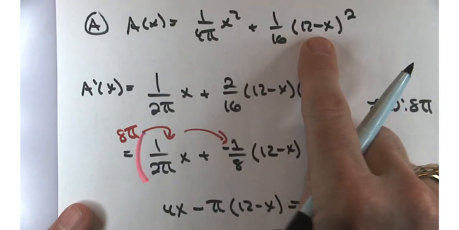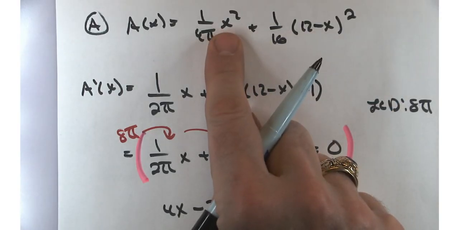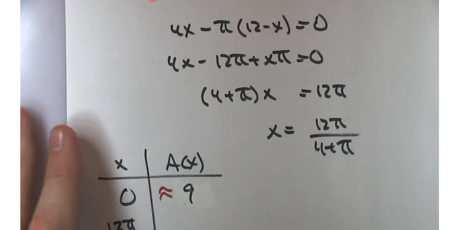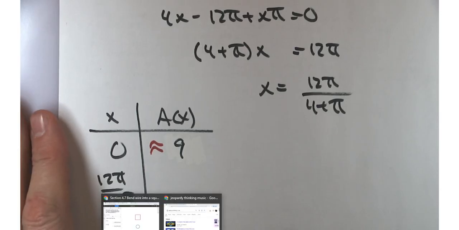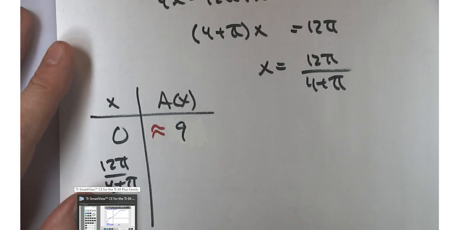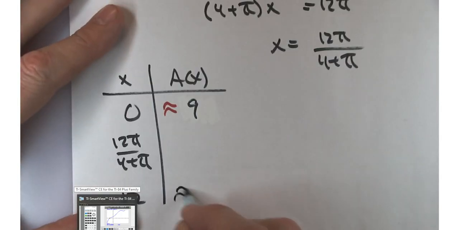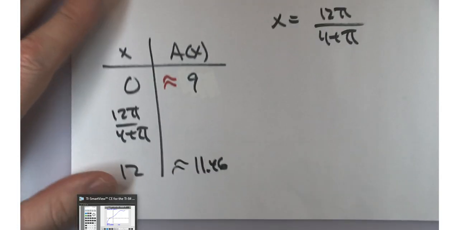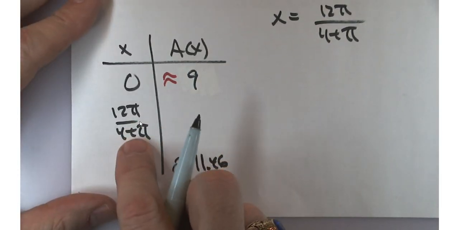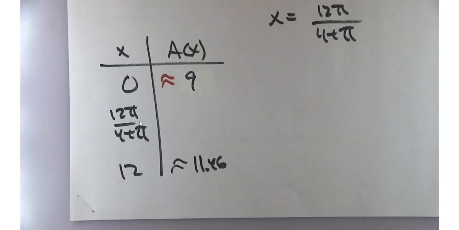At 12, you're putting all the area into the circle. So it'd be 144 divided by 4 is 36. 36 divided by pi. What's 36 divided by pi? Someone want to crank that out for me? 11.46. You know what? I did have that point there. That was right. And last but not least, we need to evaluate this at 12 pi divided by 4 plus pi.